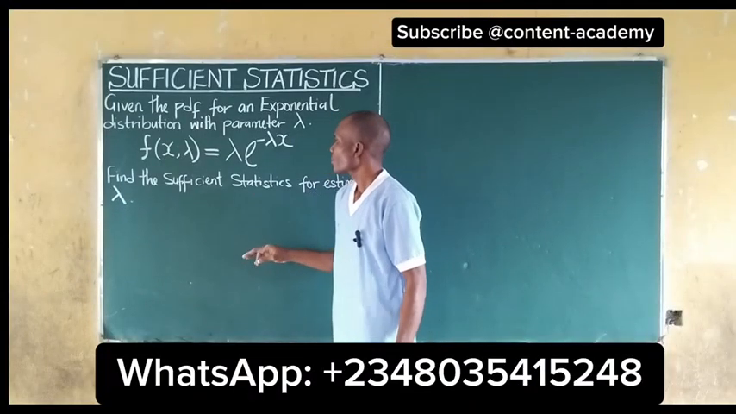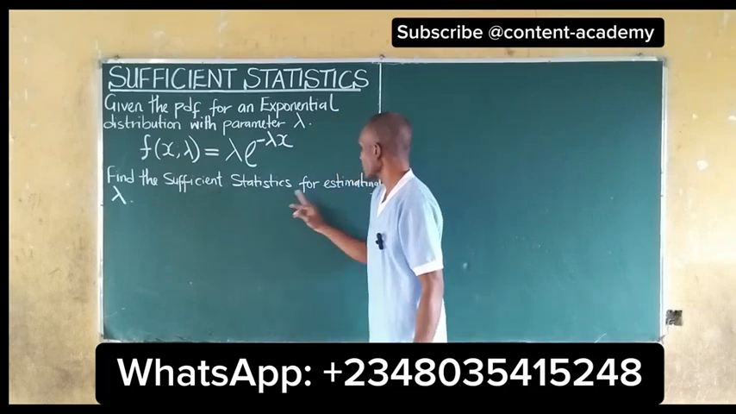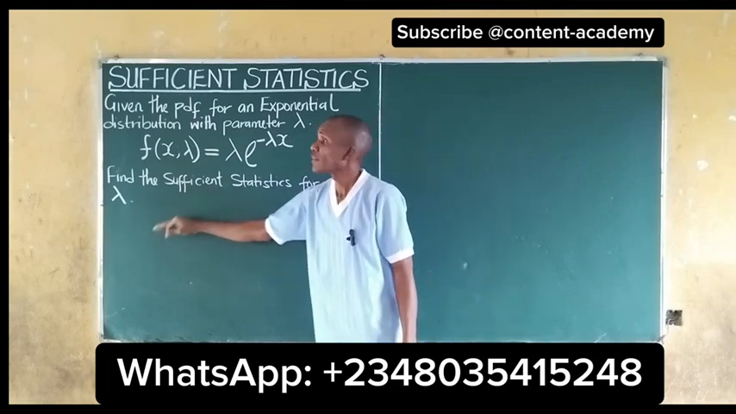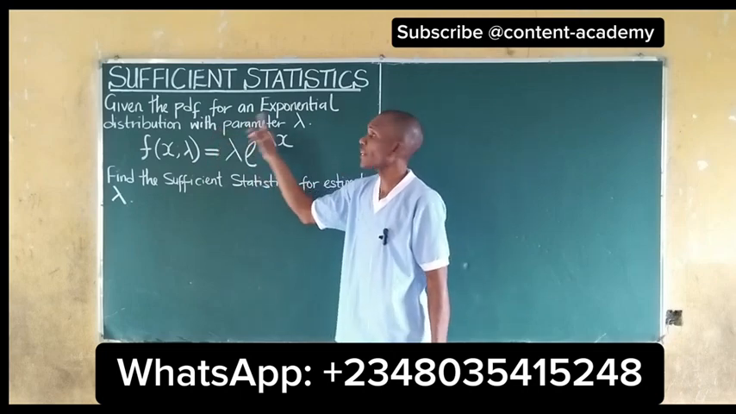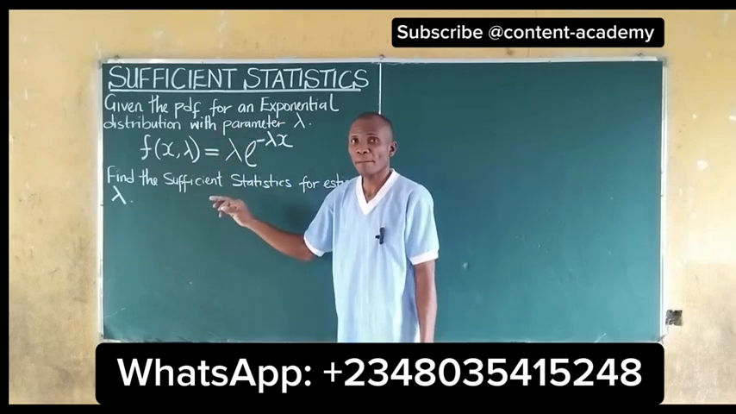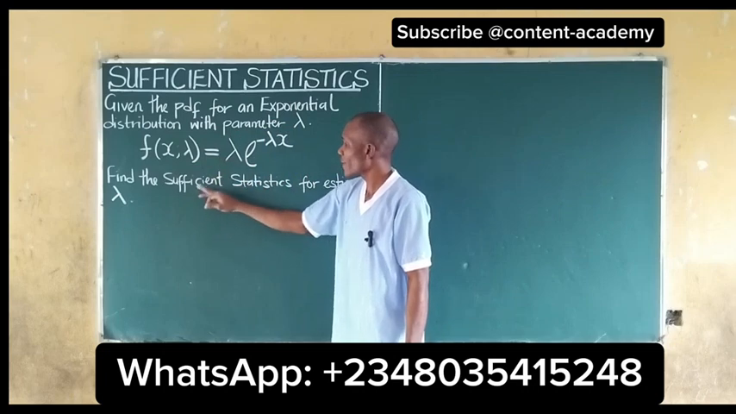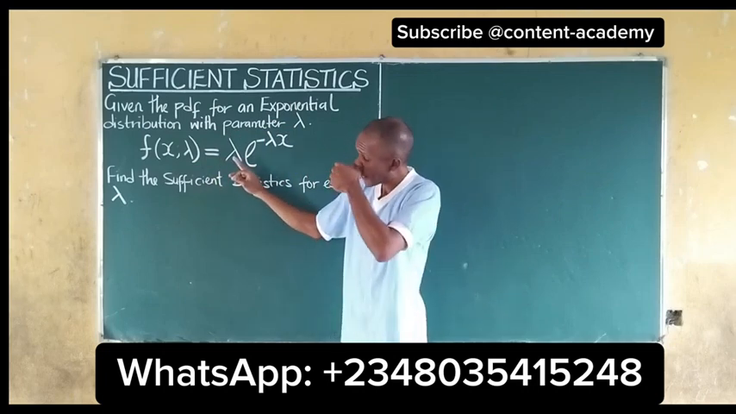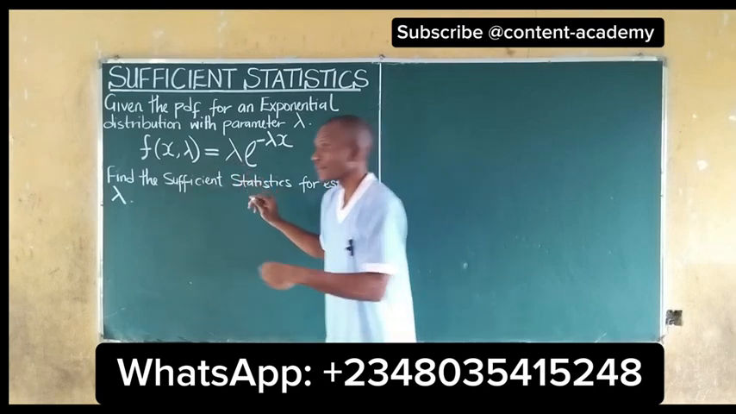In this video, we have to find the sufficient statistics for estimating lambda. The PDF given is an exponential distribution, but we have to find the sufficient statistics for estimating lambda.